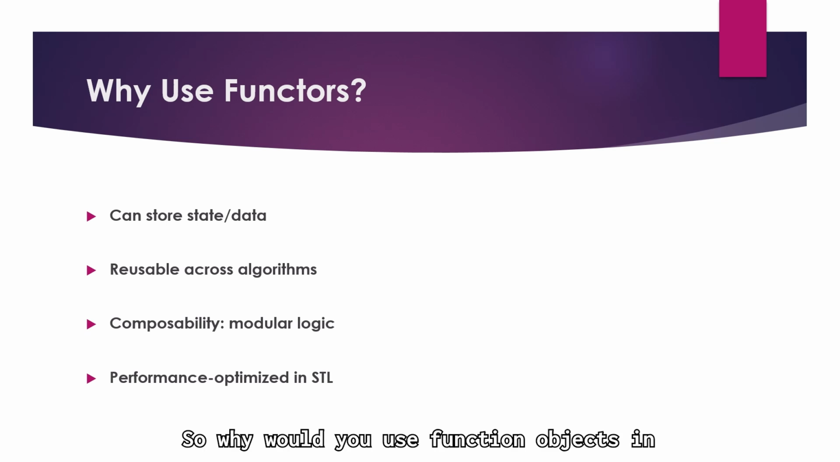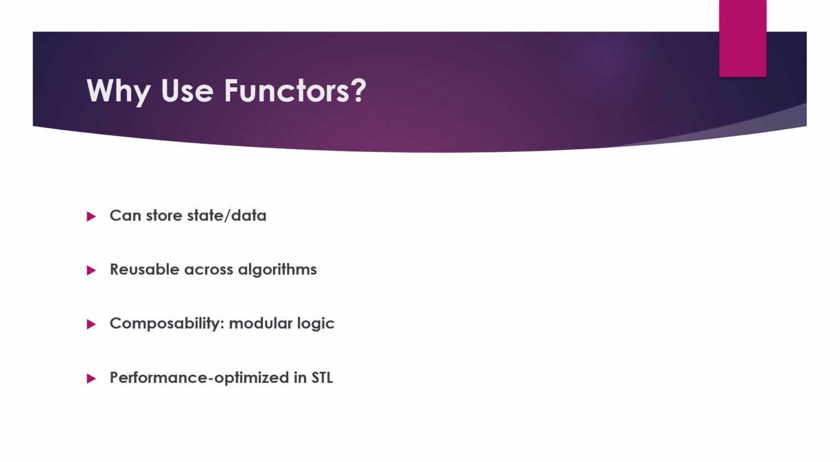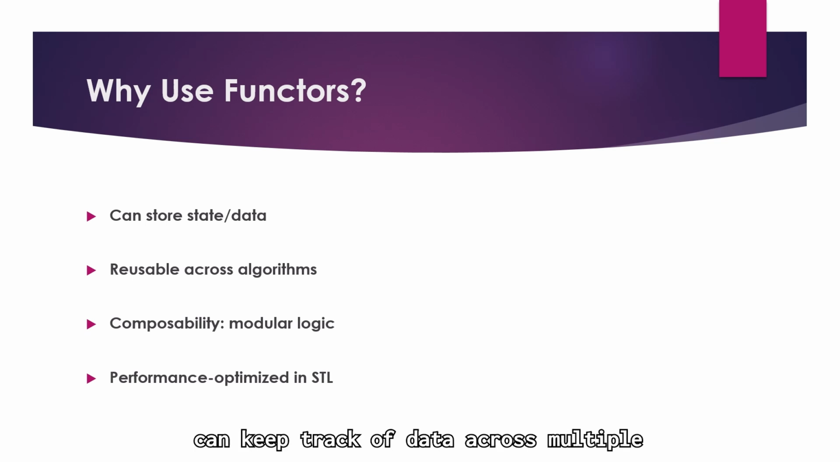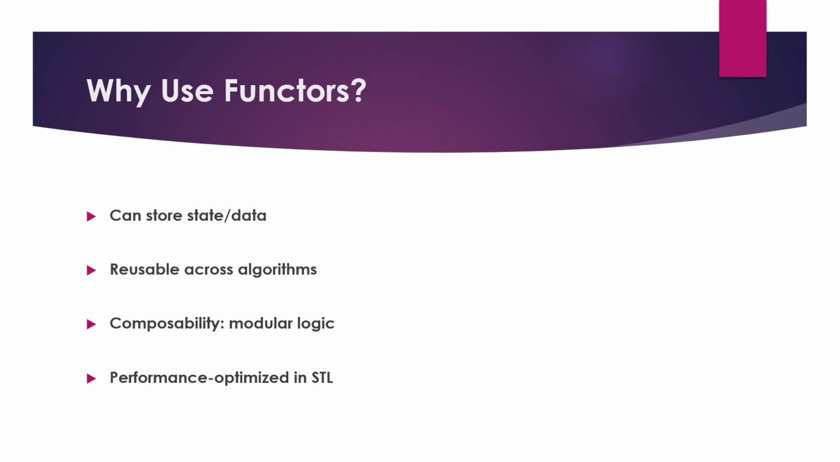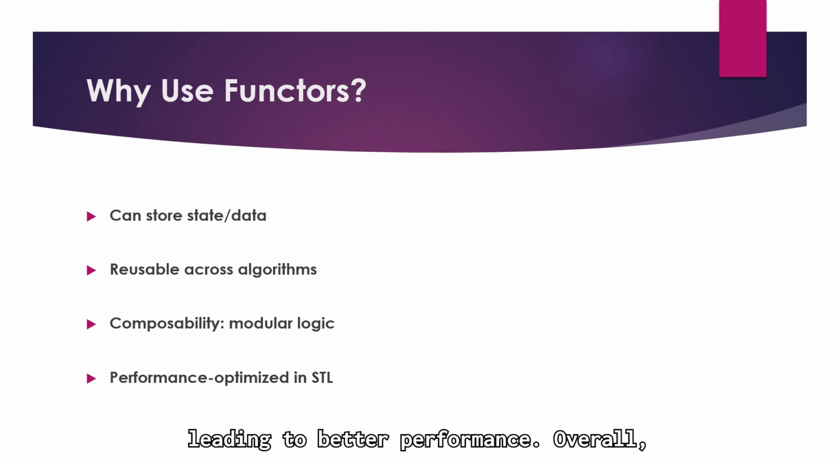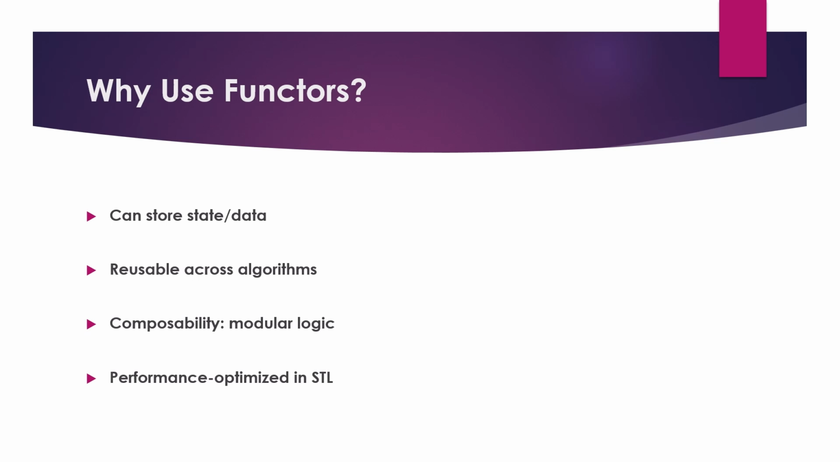So why would you use function objects in your C++ code? The primary reasons are flexibility, reusability, and performance. Functors can store state. This means they can keep track of data across multiple calls, unlike regular functions. For example, you can create a functor that counts how many elements satisfy a certain condition. Functors are reusable, which means once you define them, you can use them across various algorithms. Another important point is that functors are more optimized by the compiler, especially when used in STL algorithms, leading to better performance. Overall, functors are a more object-oriented way to introduce function-like behavior into your code.